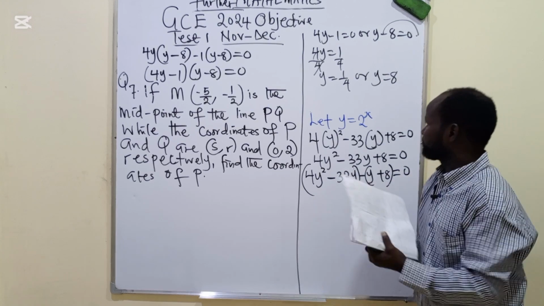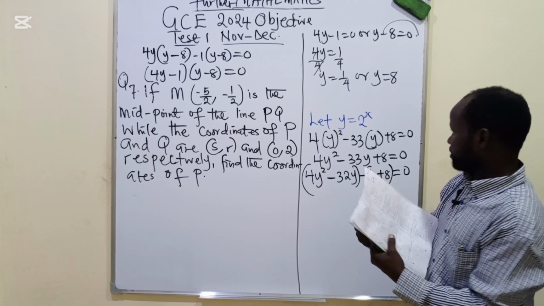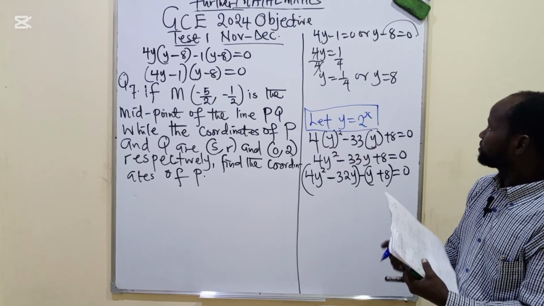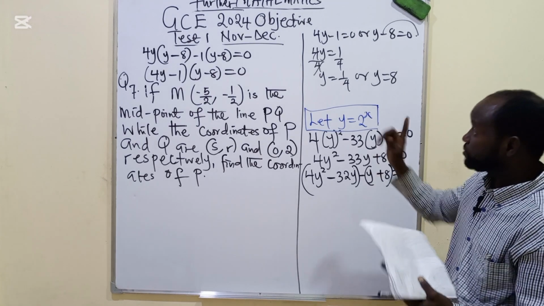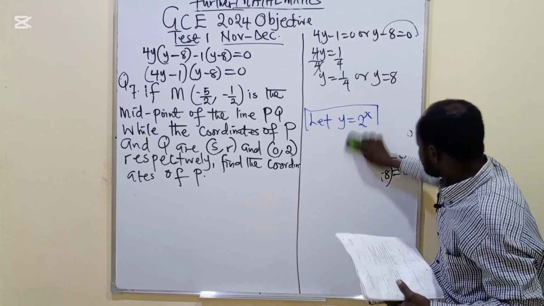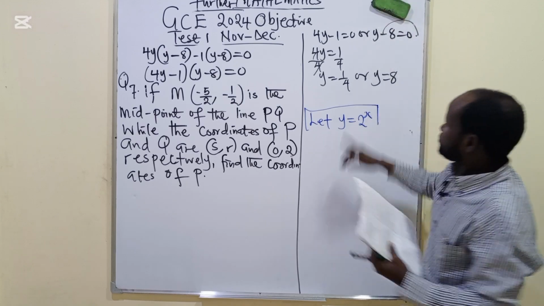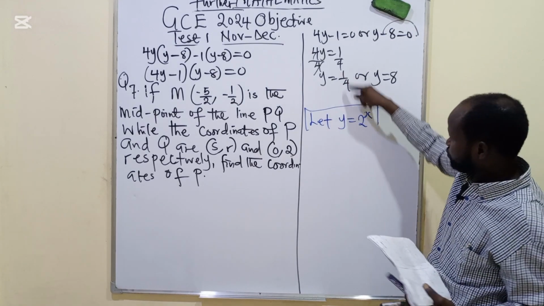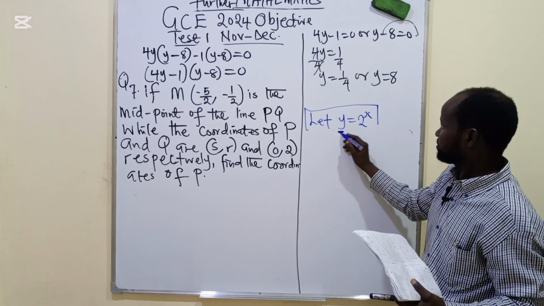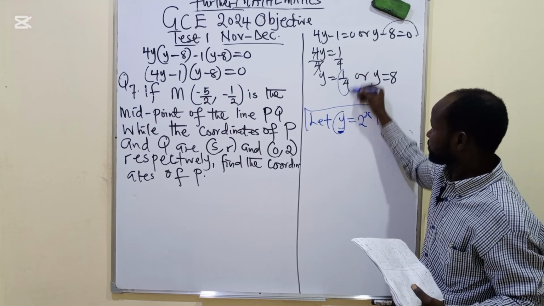But that's not what we're looking for. Our assumption here, we say let y be equals to 2 power x. That's our assumption. We're looking for x. We're solving for x. So let me remove here so that I can use that assumption. When y is equals to 1 over 4, what will be our x? Meaning I'm replacing y here now with this 1 over 4.